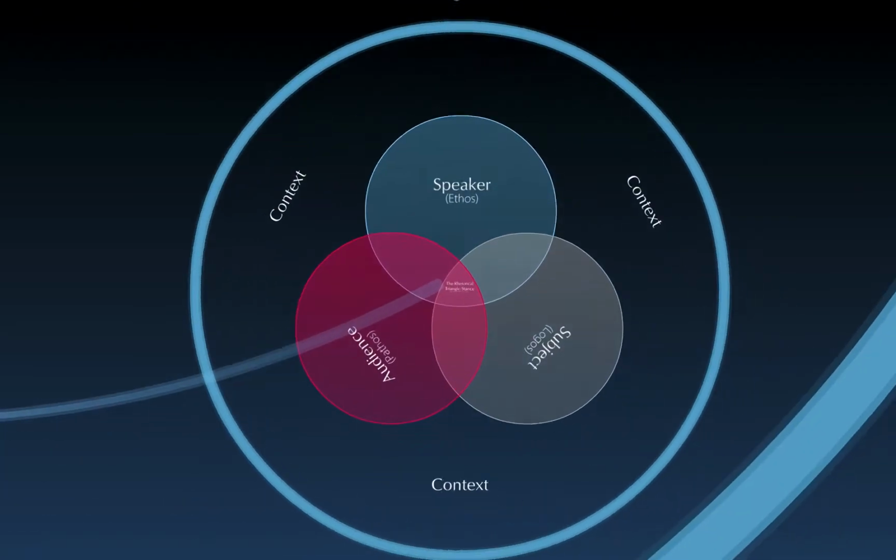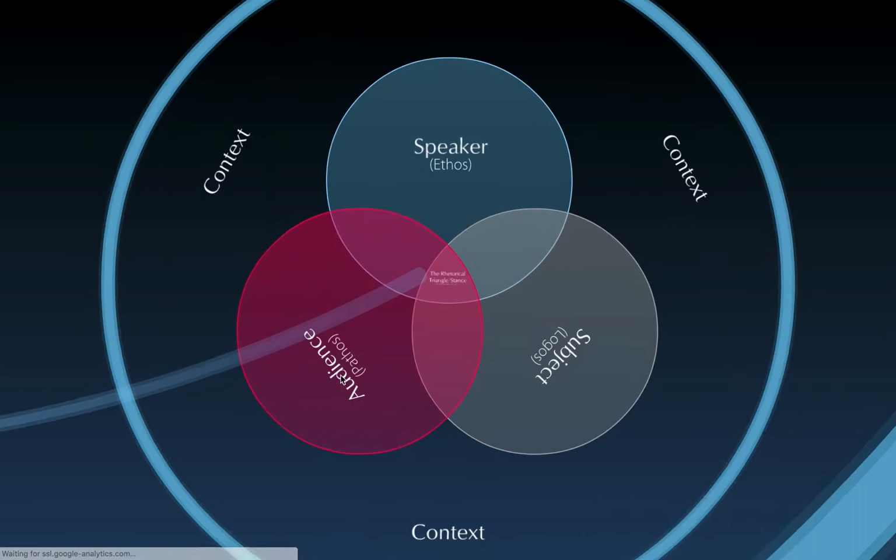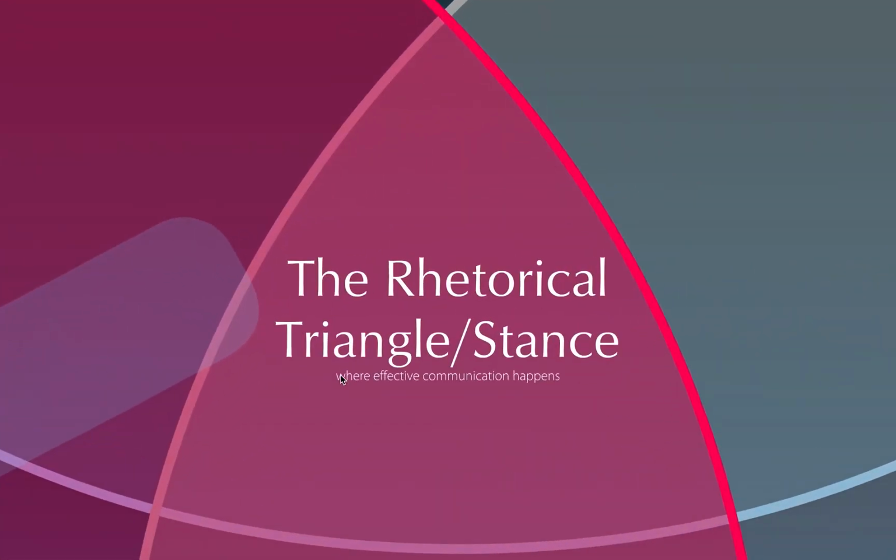Now, when we put all of these together, I put them together in a Venn diagram because I think it gives a good indication of how these different aspects overlap with and interact with each other in the rhetorical situation. We have the speaker, again, ethos, subject, audience, and around all of that we have the context. Where they all come together, right in the middle, where all of these circles overlap in this Venn diagram, we have what could be called the rhetorical triangle or the rhetorical stance. That's what Wayne Booth calls it. Now, this is where effective communication happens.